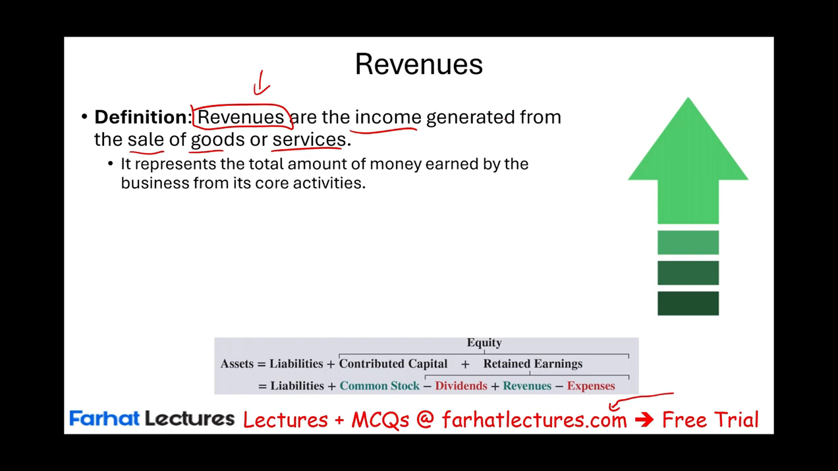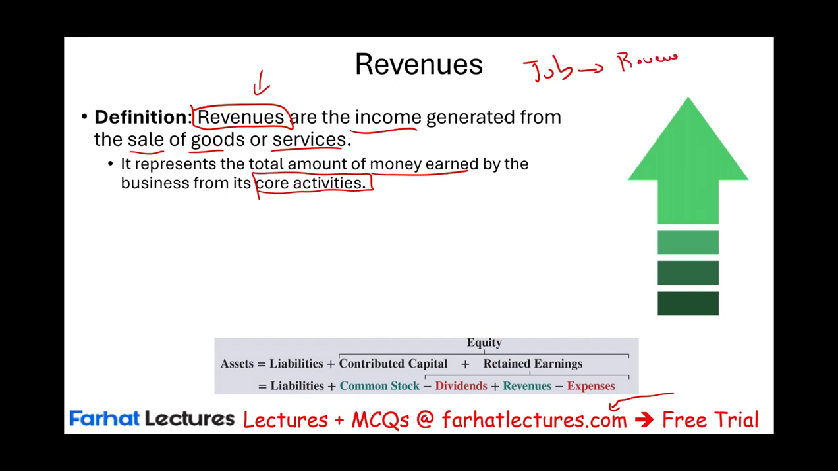It represents the total amount of money earned by the business from its core activities. Core activities means whatever that company does. Each company will have a different type of revenues. For example, you yourself, you're listening to me, most likely you have some sort of a job. You work for a company. You might have your own business, but you work for a company. Your job is your revenue.